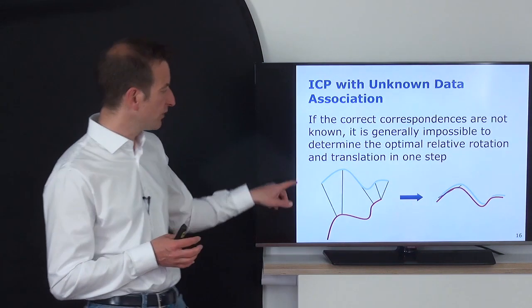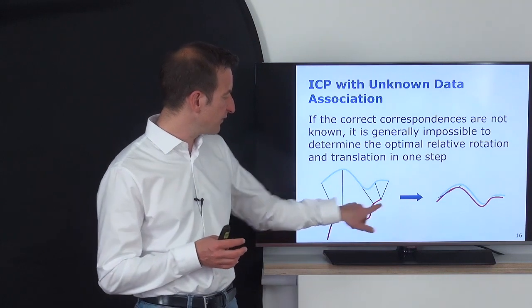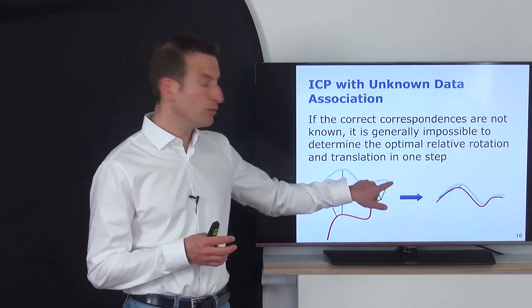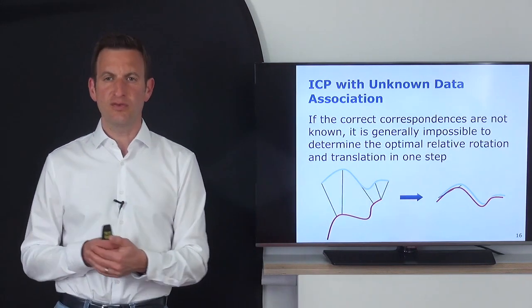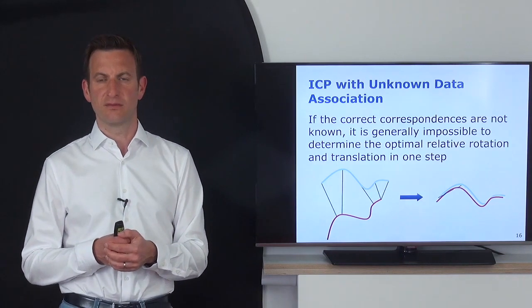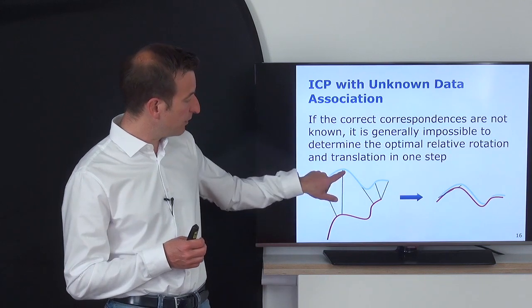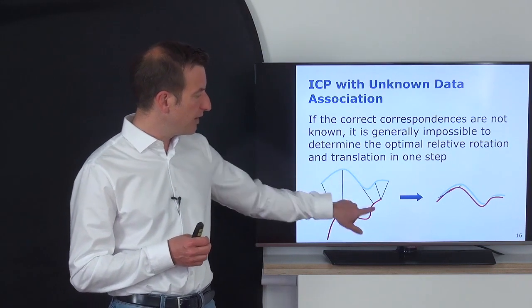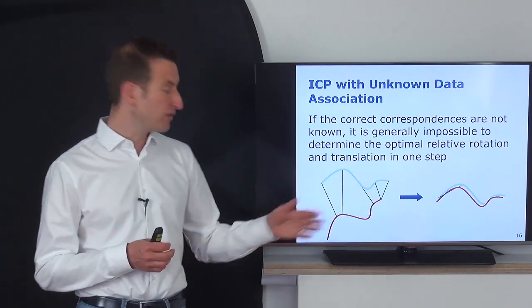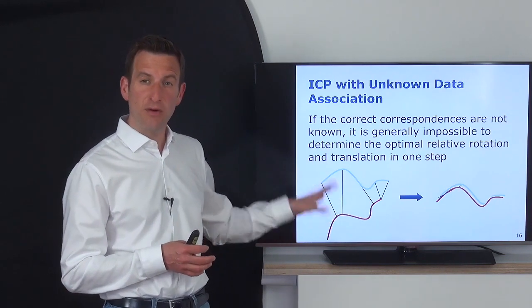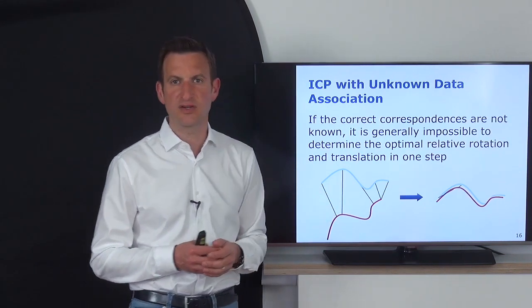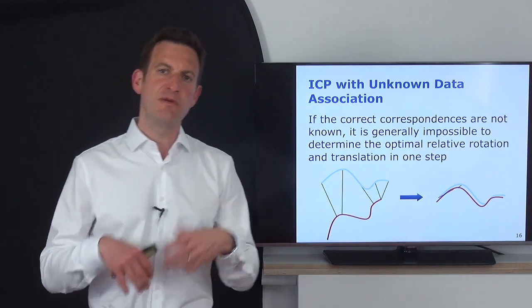So how does it work? Consider you have this blue surface and the red surface. You take your points on the blue surface and look for the closest point on the red surface. For this point, the closest point on the red surface is this one. For this point, the closest point on the red surface is this one, and so on and so forth. This is obviously not the right data association, but the hope is that we start with this data association as an initial guess and perform our corrections.